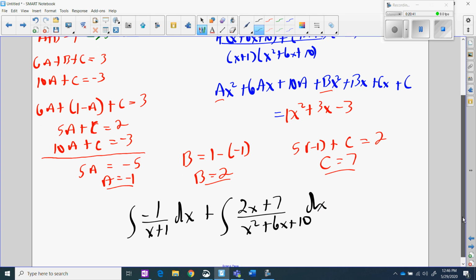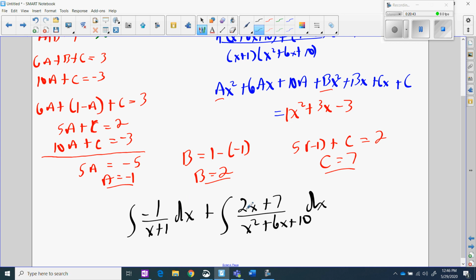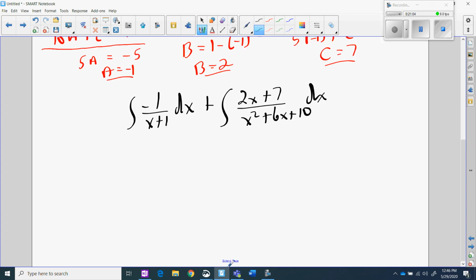So this one had an extra challenge. What they wanted you to notice as you're doing this is saying, oh my goodness, if this was just a 6, this would be perfect. Because the derivative of the denominator, x squared plus 6x plus 10, is 2x plus 6. I've got plus 7. So what they wanted you to do, and we had not done this, so credit to somebody or whoever was able to research and figure out how to do this. And you're welcome to do that.